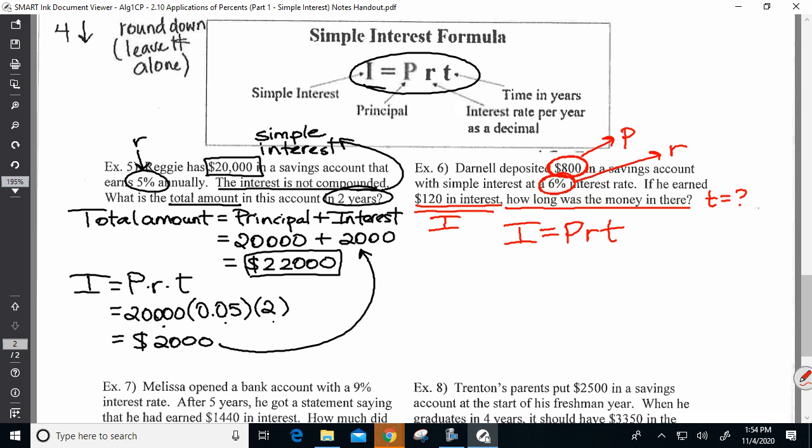So let's plug in what we know and solve for what we don't. I is the interest, that's 120. P is the principal, 800. R is the interest rate, 0.06. Remember, to change a percent to a decimal, you have to divide it by 100. You do not have a choice. You must do that. If you just use 6, your answer is going to be wrong.